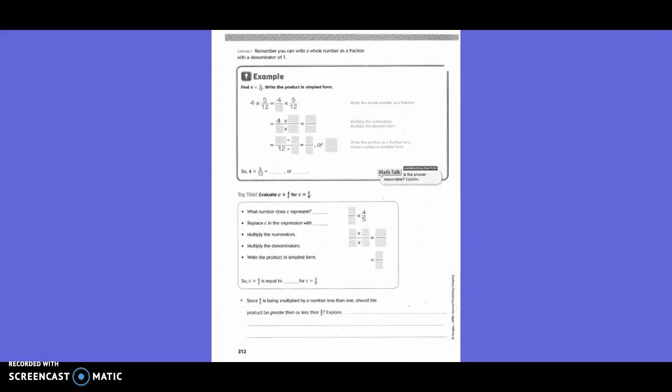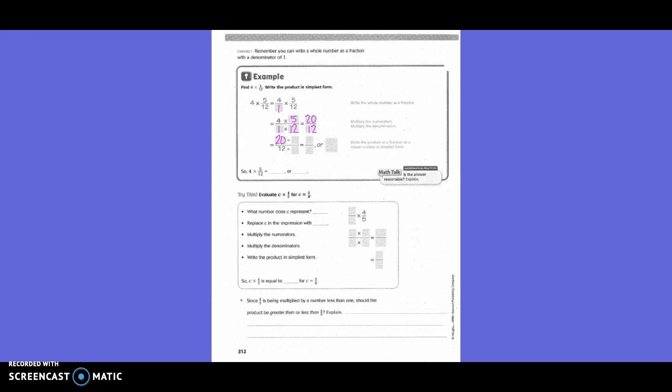Find 4 times 5/12 and write the product in simplest form. So basically, what have I taught you guys? When you have a whole number, you put 4/1 because 1 can go into 4 times as a whole. So now we're going to do 4/1 times 5/12. Then we're going to get 4 times 5 gets us 20. And then 1 times 12 gets us 12. So then we had 20 twelfths.